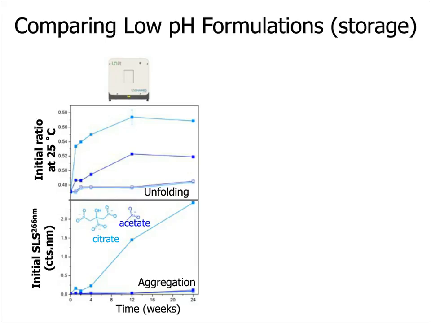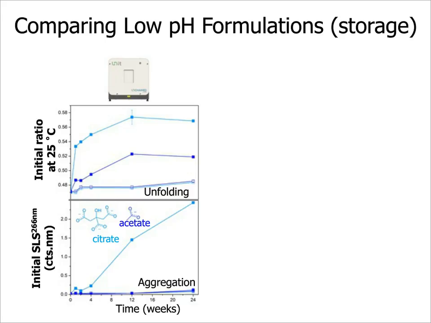We're not doing any thermal denaturation, we're simply looking at the conformational state of the protein at that time. You can see the citrate, the light blue curve, reaches a higher value. There is a larger change in that conformational state over a period of time. That indicates that in citrate, the protein is folding less well than it is in acetate.